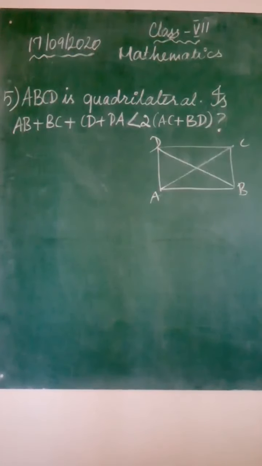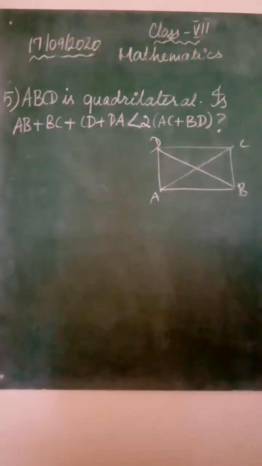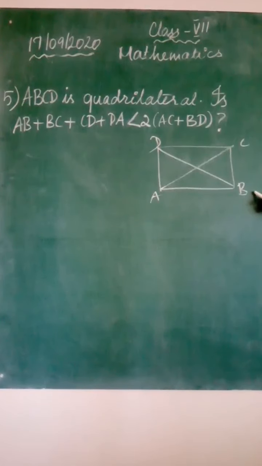So children, now let us enter into today's class. Today we will be seeing the 6th sum and 5th sum from exercise 6.4. Okay, so in this question you have a quadrilateral ABCD. So is AB plus BC plus CD plus DA less than 2 into AC plus BD? So this is the question. Okay, so you have a quadrilateral ABCD and here you have diagonals as AC and BD.